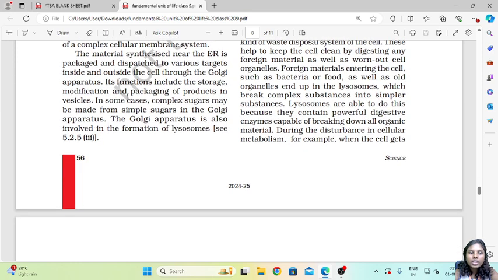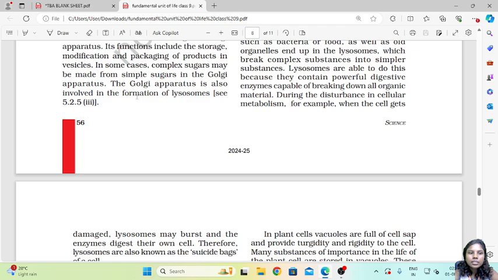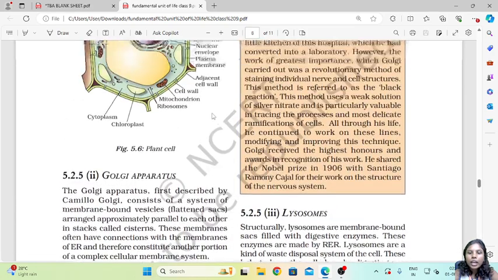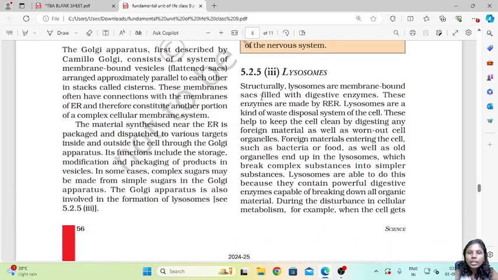Its main function is modification, packaging and storage of products in the vesicles. In some cases, complex sugars are formed from simple sugars in the Golgi apparatus. The Golgi apparatus is also involved in the formation of lysosomes. Next, we spoke about the lysosomes.